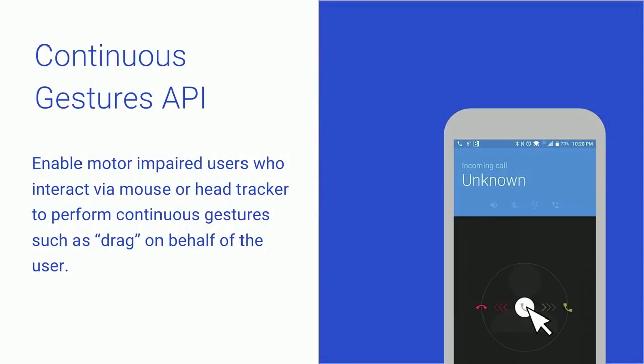We're adding a continuous gesture API. In Android Nougat, we added an API to allow performing gestures on behalf of the user. In Android O, we are extending this API to make it easier to perform continuous gestures. What does that mean? For example, it will be easier for a user using a wheelchair mouse or a head tracker to perform gestures such as drag and drop, text selection, answering phone calls, and zooming in and out of maps.